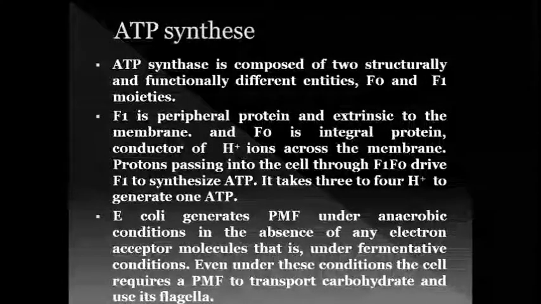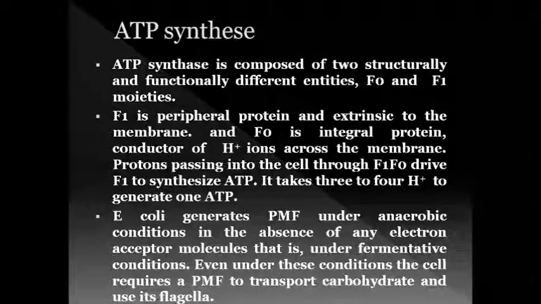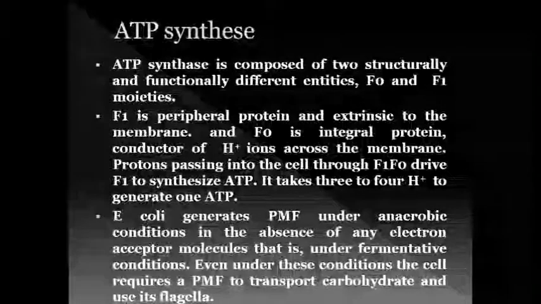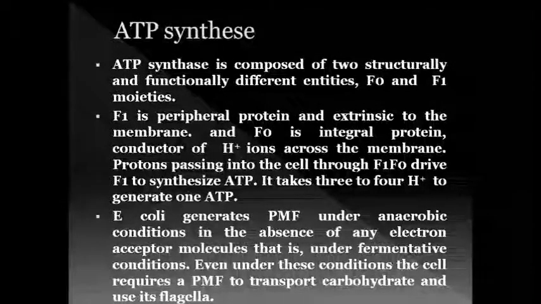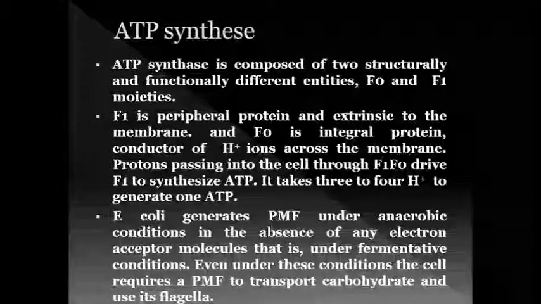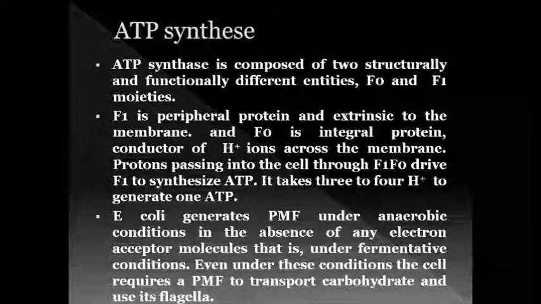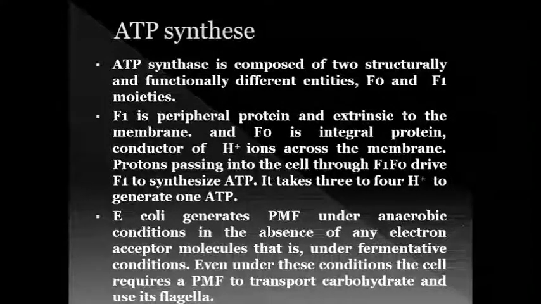Protons pass through the F1 F0 complex and it drives the F1 moiety to synthesize ATP. It takes 3 to 4 hydrogen ions to generate one ATP molecule. Escherichia coli generates proton motive force with the help of ATP synthase under anaerobic conditions.